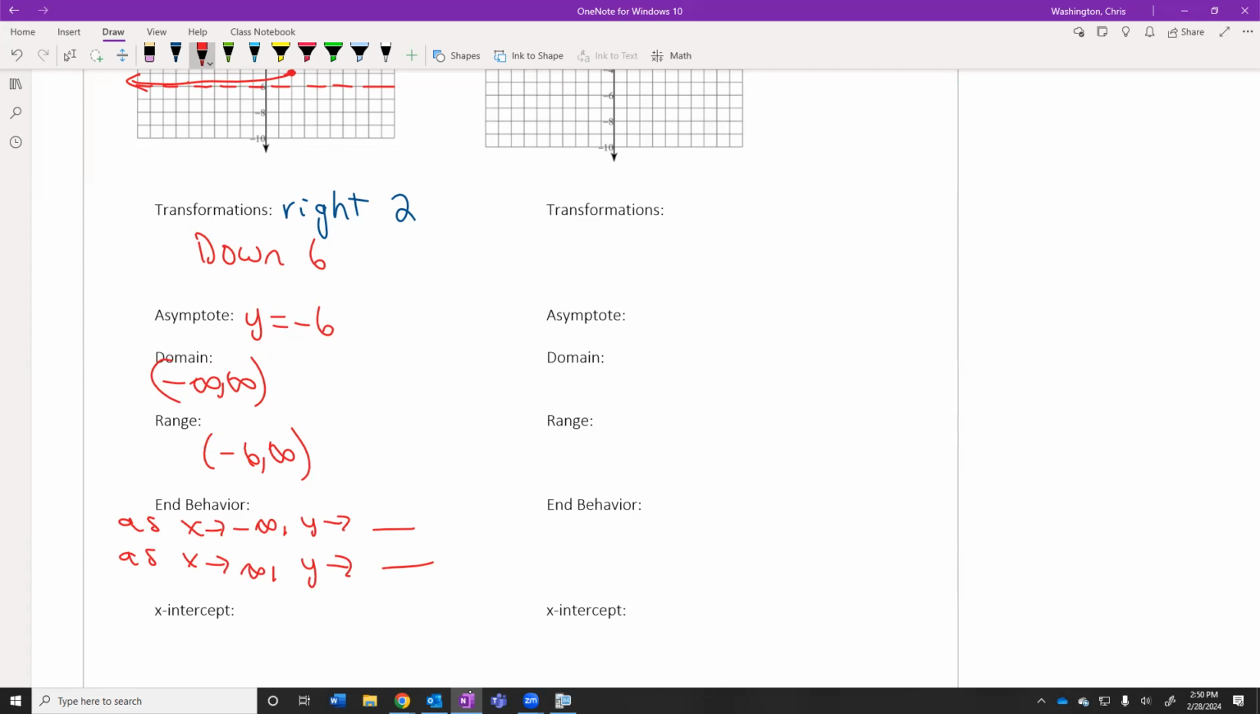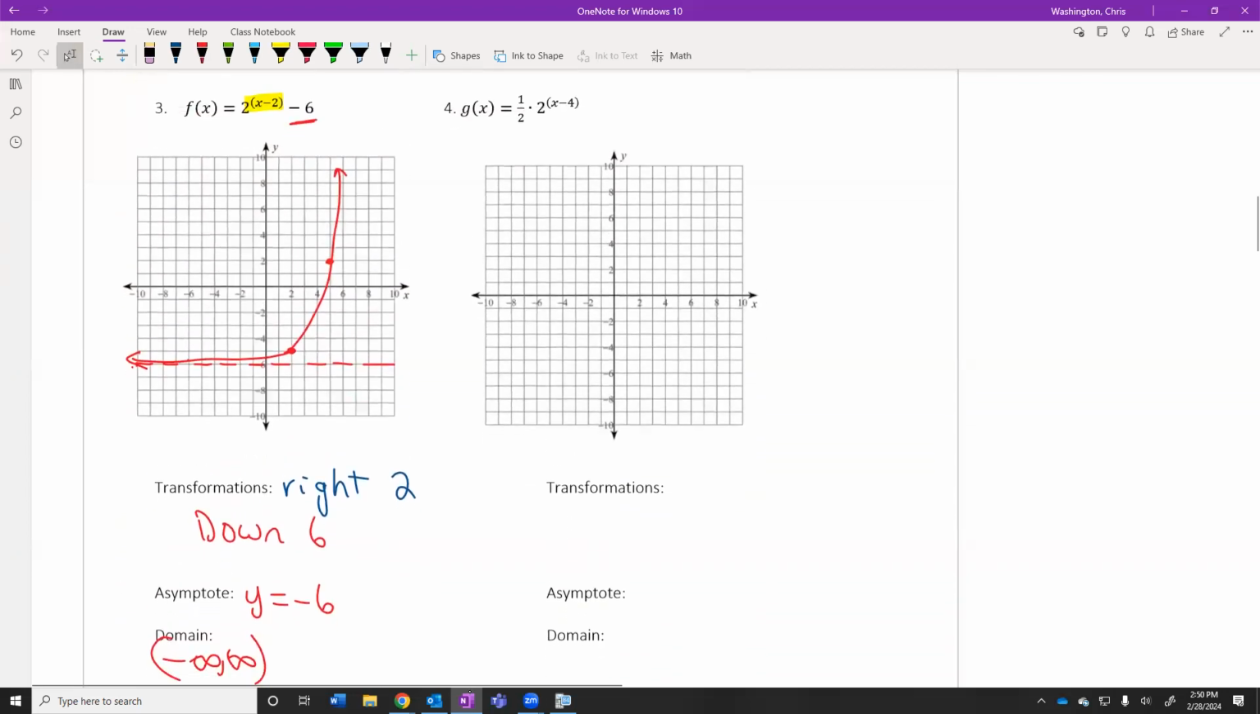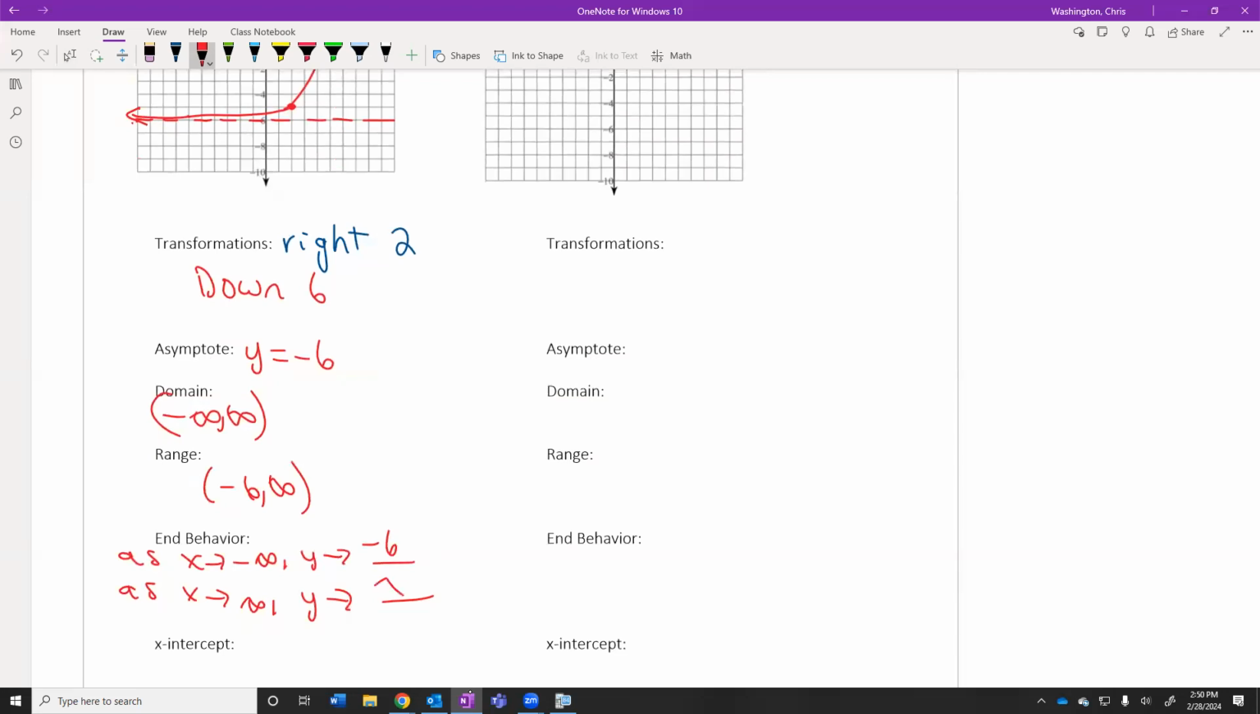But in this case, the left side of the graph is getting closer to the asymptote, which is -6. And the right side of the graph is going up to positive infinity.